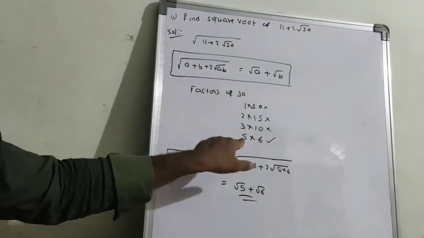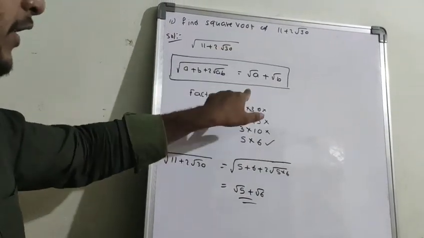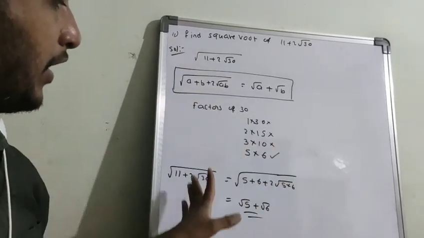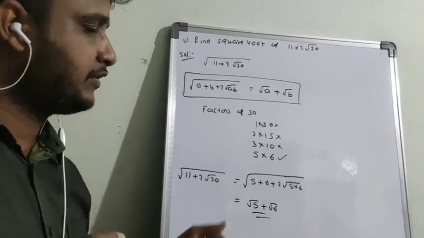And the simple thing, inside the root with 2, what is that? The factors, and if you add, you have to get this 11. That type of thing we have to take, and we have to apply this formula.